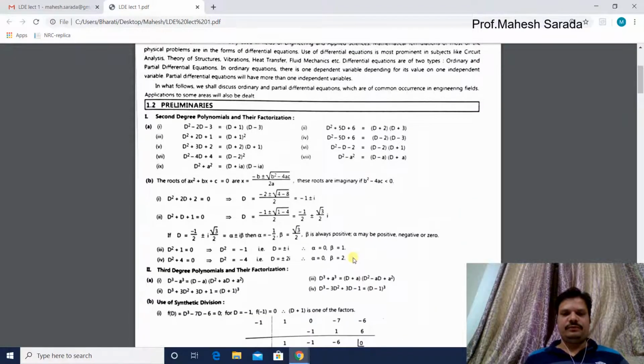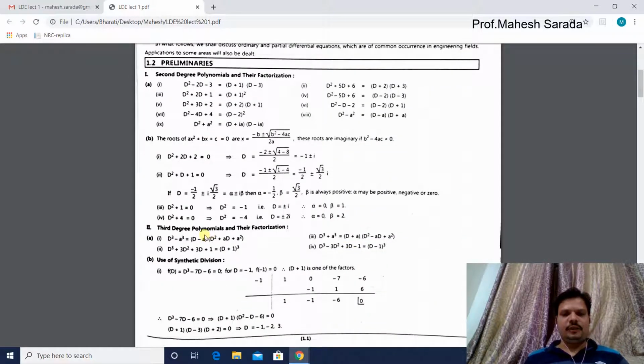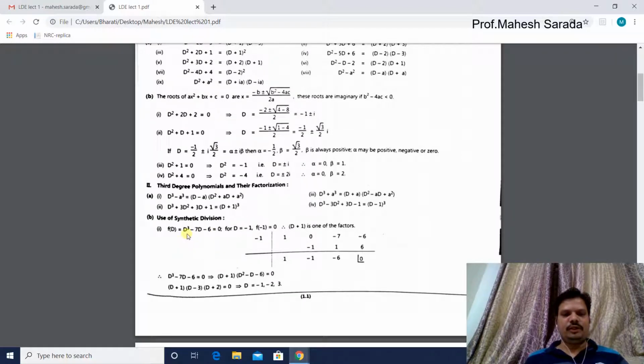Further, if we have a third degree polynomial and its factorization, we have to use synthetic division. For example, if we have this polynomial d cube minus 7d minus 6 equal to 0, we have to use synthetic division for finding the roots of this cubic polynomial. So the coefficient of d cube is 1. There is no term for d square, so we take the coefficient as 0. Then the coefficient of d is minus 7, and here is the constant term minus 6. Now this is a trial and error method for synthetic division.